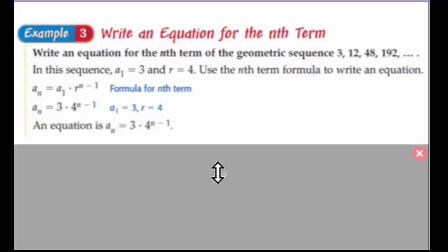Now if we wanted to find the 10th term, we just plug 10 in for n and work it out.